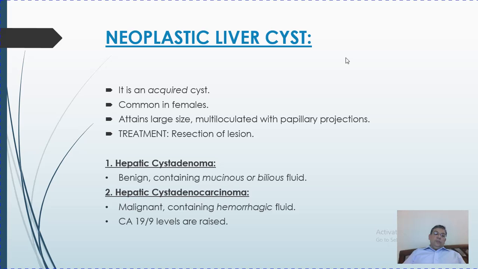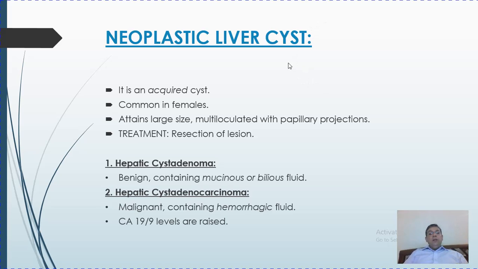Then neoplastic liver cysts. It is definitely an acquired cyst. Both simple cyst and polycystic liver cysts are congenital diseases. They are congenitally present, whereas the neoplastic liver cyst is an acquired cyst. And as we are talking about neoplastic, it can be both benign and malignant.